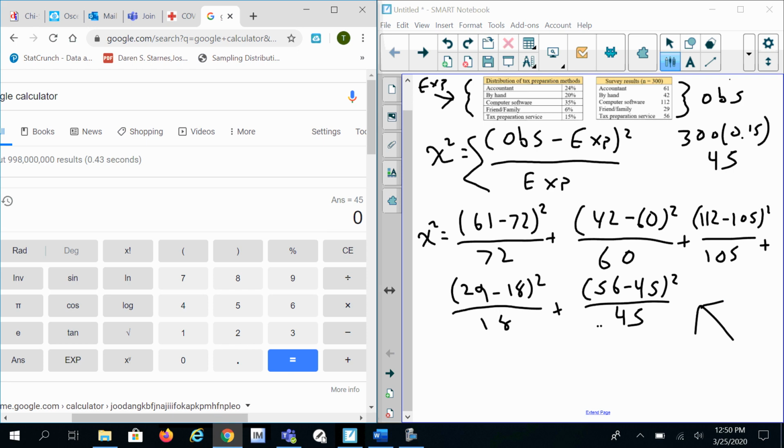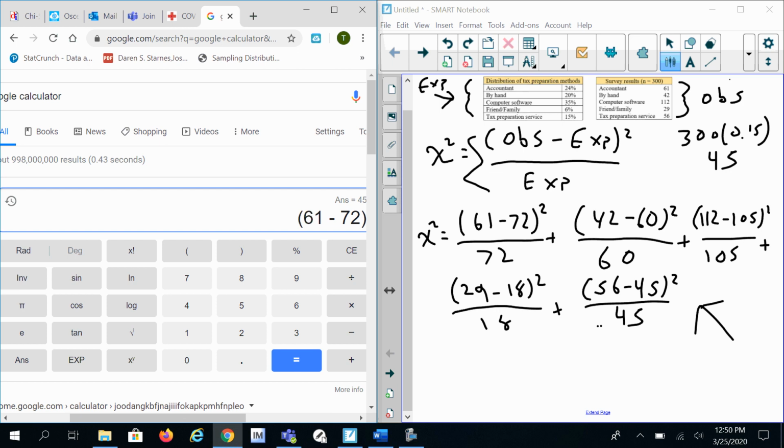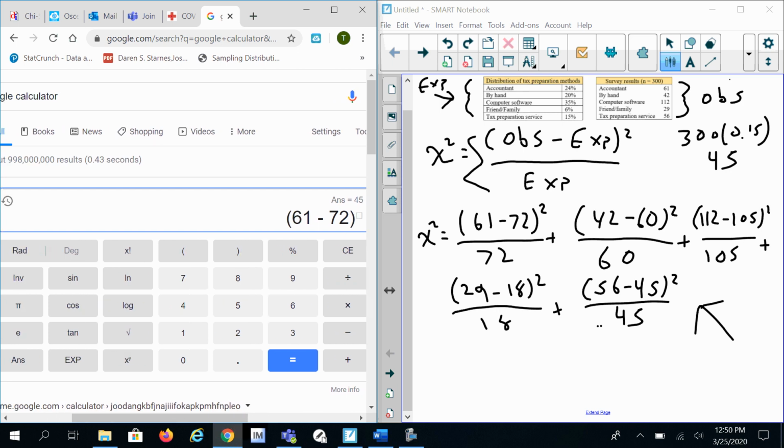So first we have parenthesis 61 minus 72 parenthesis. Your squared button is right here. You can see me touch it. It says x to the y. It's right next to 0. 2. And then divided by 72.